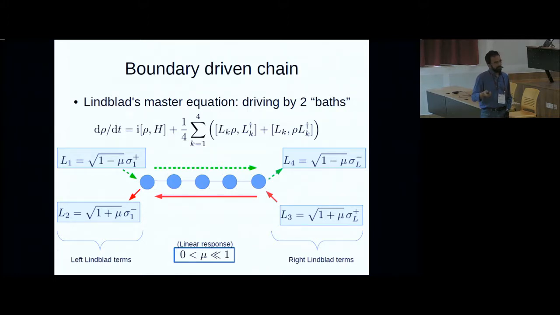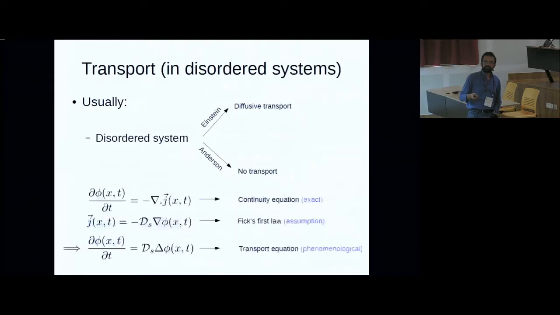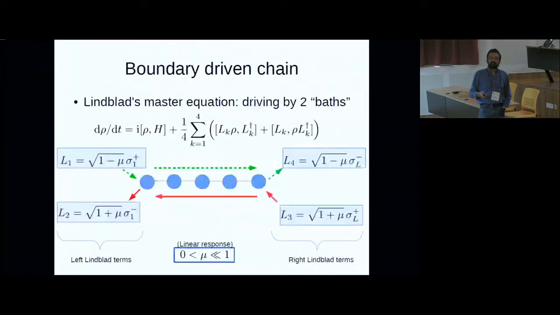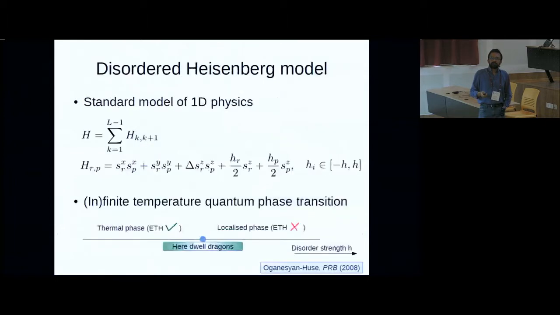There are interactions. So we consider two cases. The first case that we'll consider is a disordered and interacting chain. The second case we'll consider is a quasi-disordered and non-interacting chain. And in both cases, we have reasonably large systems of the order of 100 to 10,000. Right, so this is the first model that we'll be looking at.